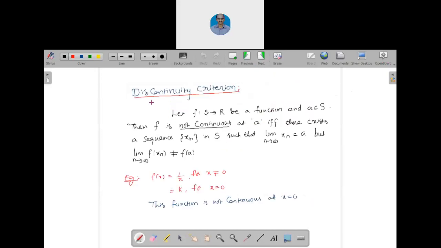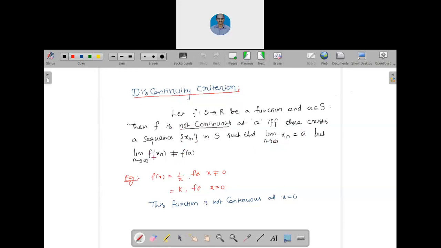First let us discuss the discontinuity criteria. What is the criteria for discontinuity? Let f be a function from S to R and A a point in S. Then f is not continuous at A if and only if there exists a sequence xn in S such that the limit of xn is equal to A when n tends to infinity, but the limit of f of xn is not equal to f of A. So this is the discontinuity criteria.